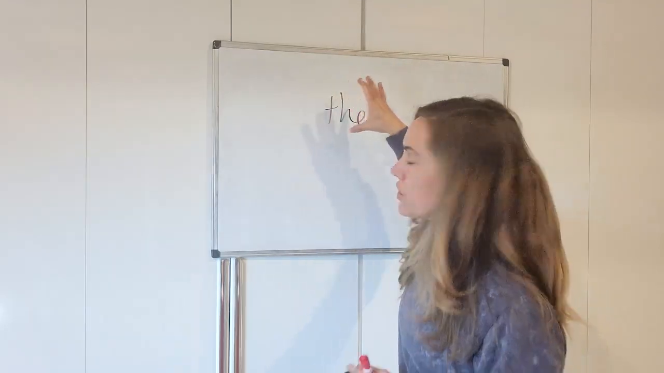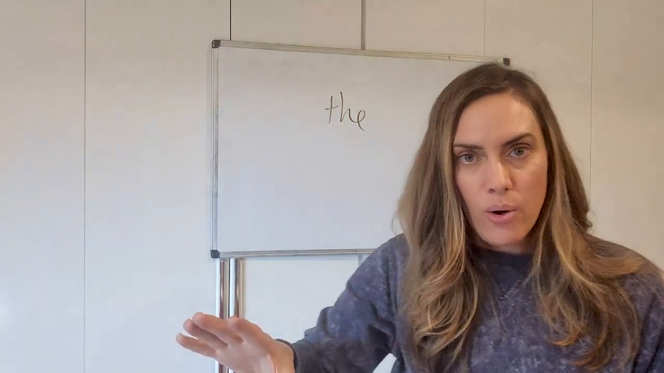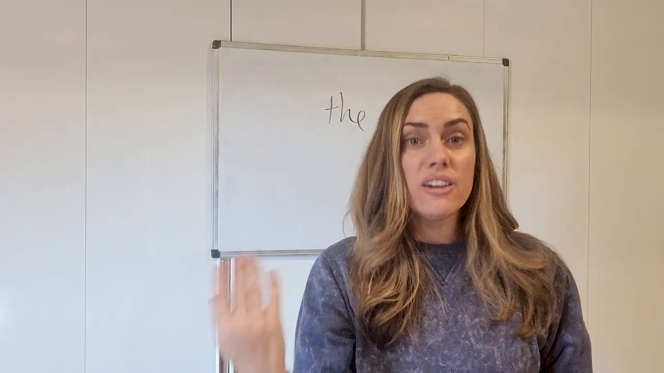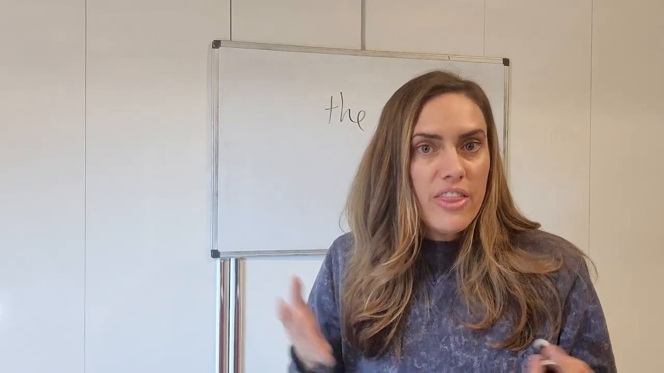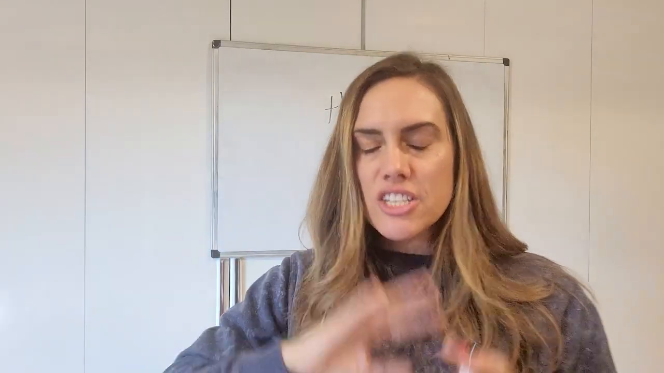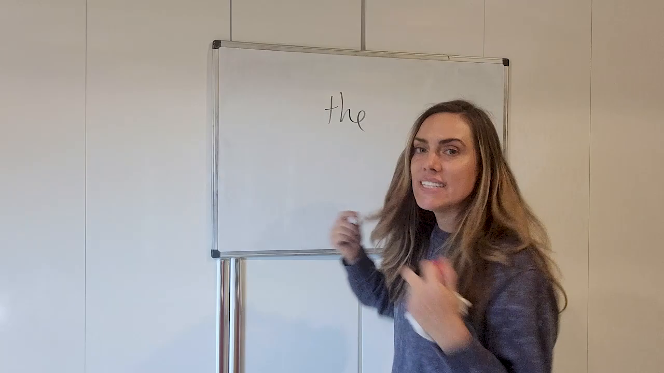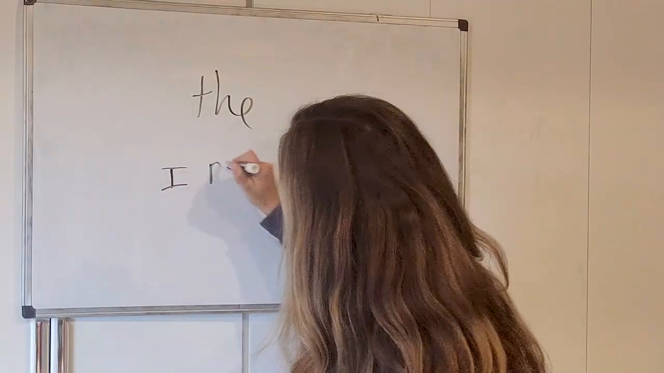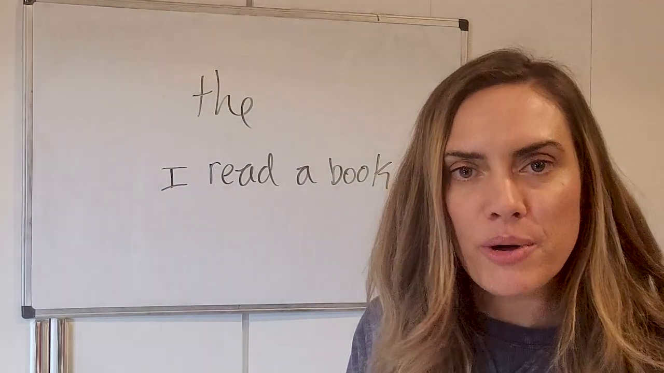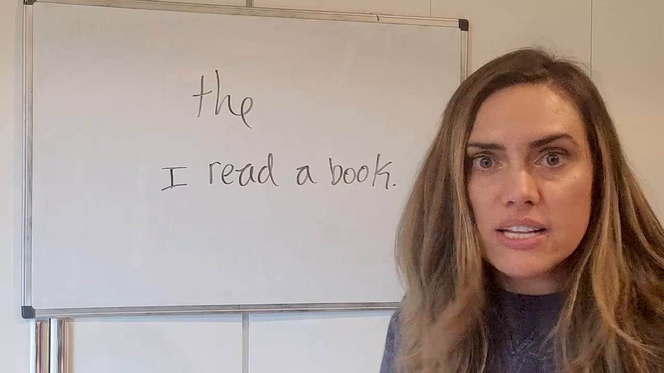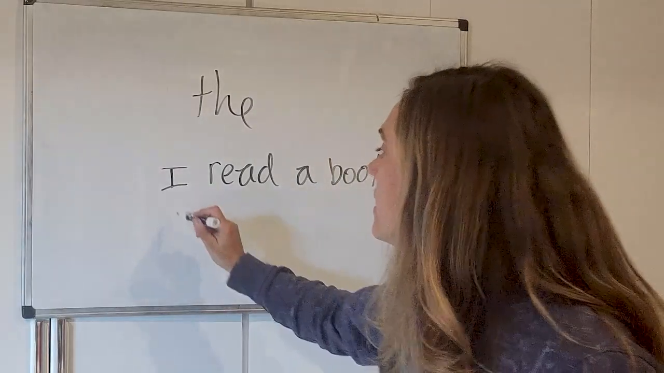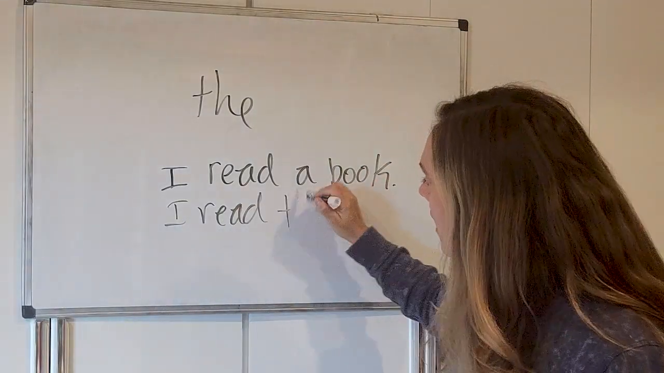Okay, so we use the word the when some noun is something I know and that you know, and we can talk about it together because we know this thing. We already know it, okay? So just to explain the difference now, okay, I can say, I read a book. I read a book. Which book? I don't know. It doesn't matter. It's a book. Any book in the whole wide world, okay? But I read the book.